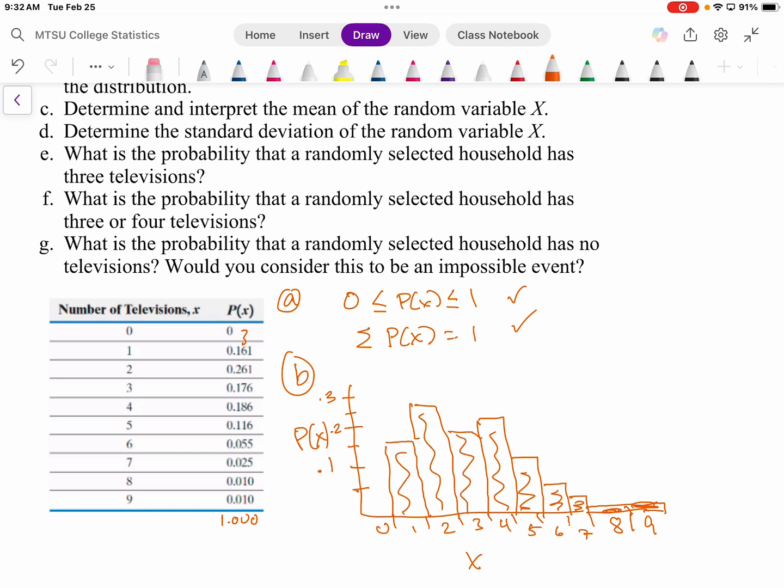And then they asked us to describe it. What would be a good description for that one? Yeah, I agree. Skewed right. Since it's skewed right, we would want to use the median to describe the center. They're not asking that, but we would say that. We would try to figure out, okay, where is 50%? So where is the median?